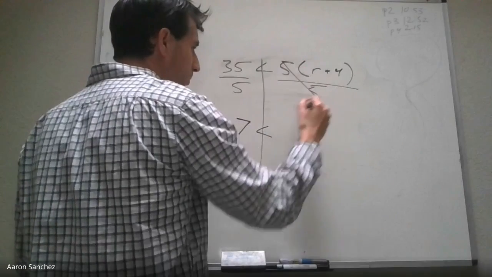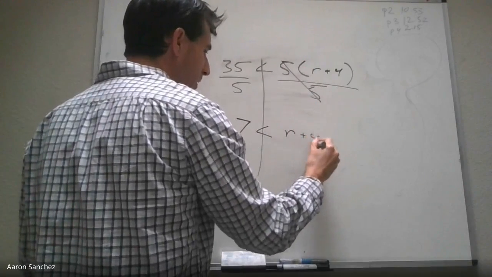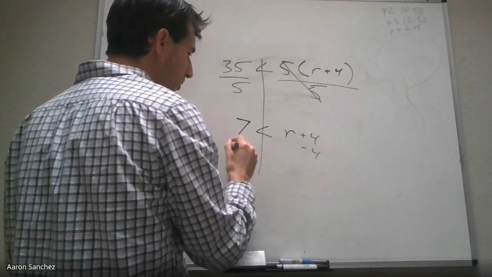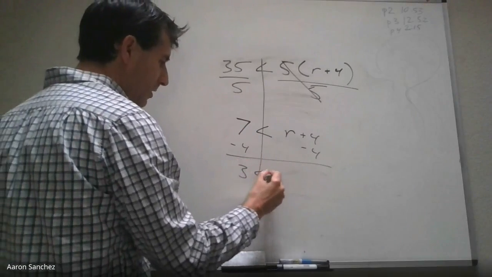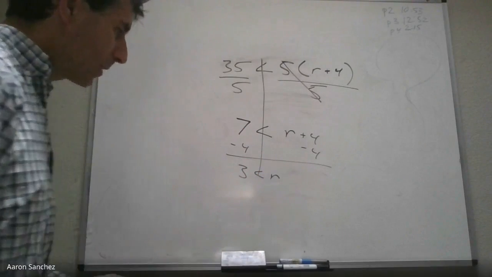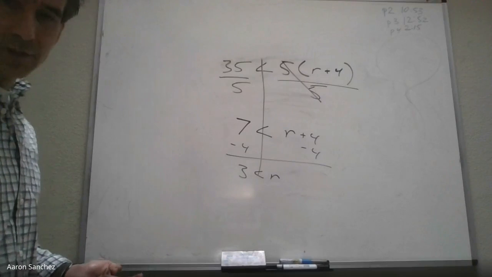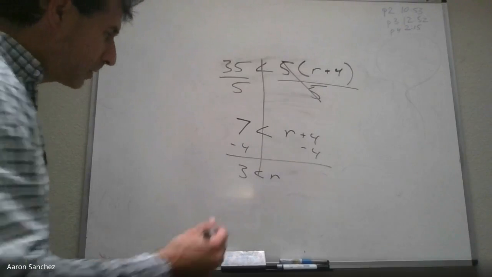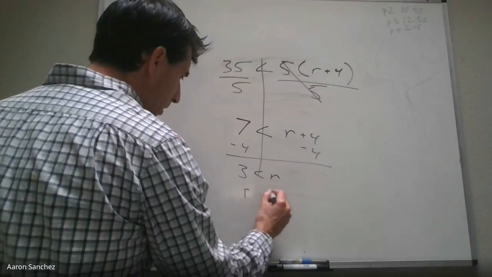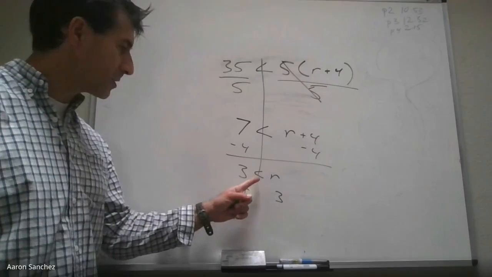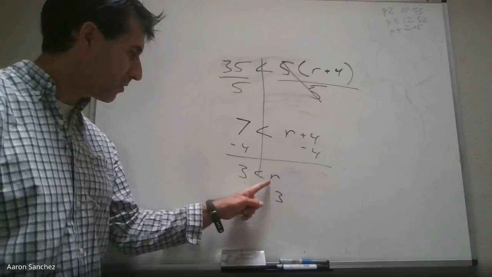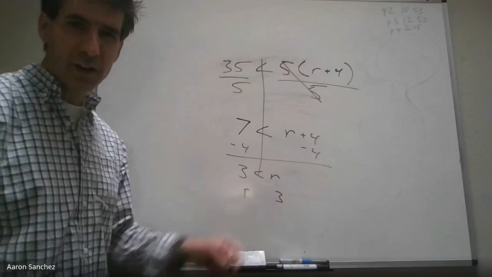Now this goes away and I have the R plus 4. Now I take away 4 on both sides. You go to the board, add 4, subtract 4. And I get 3 is less than R. Now, I like the R being on the left. So what I'm going to do is put the R here and the 3 here. Now you have to be very careful to make sure which way the sign faces. Look, the mouth is facing the R.